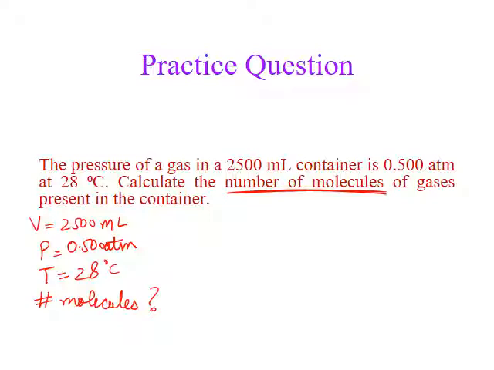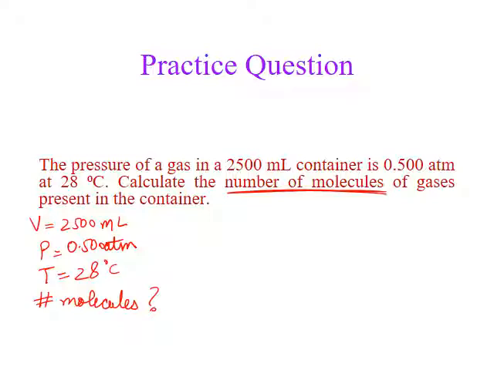Now you can see from the question we are not changing volume, we are not changing pressure or temperature. So we are not doing 1 and 2 here. There are no 2 states here. Initial state and final state do not exist here. It's only one state. So what is happening here? Volume is given, pressure and temperature are given.